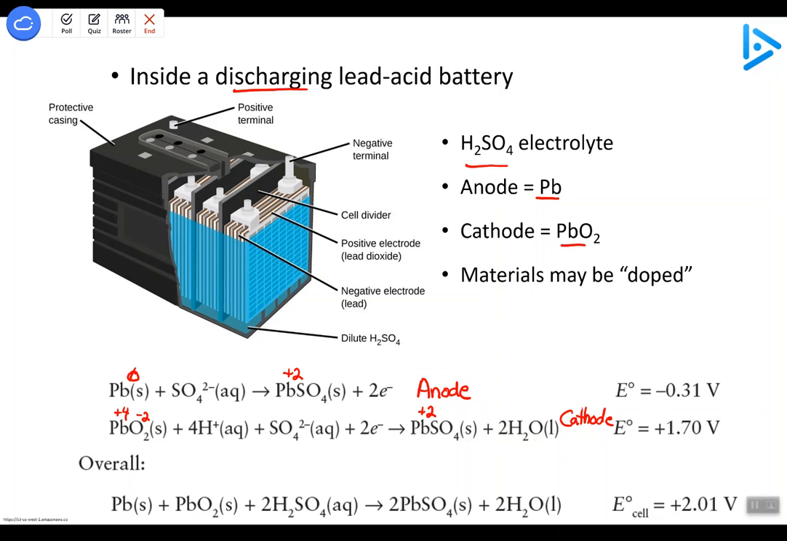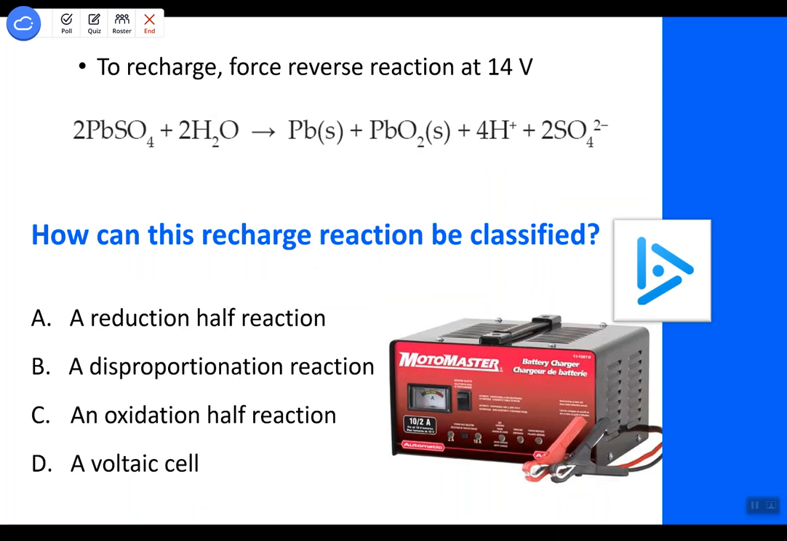Cathode minus the anode, we find that difference. So 1.7 minus -0.31, which turns into +0.31, and that gives us our cell potential of 2.01 volts. It's slightly off because I said 2 molar, it's actually about a 6 molar sulfuric acid solution. So the concentration is just a little bit different, but this gives us our approximate 2-volt cell. This is when the battery is discharging, but this is a secondary battery. It can also go through a recharge.